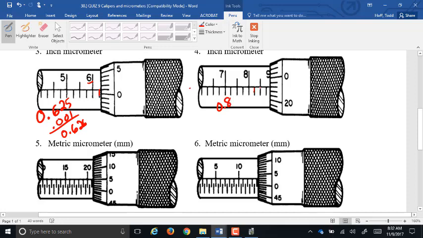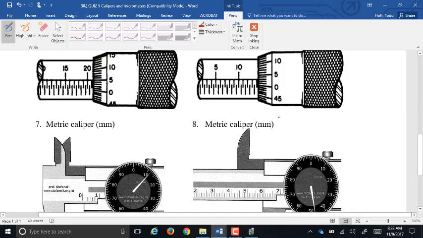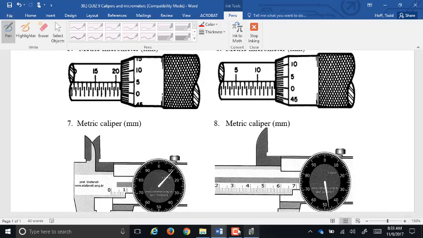0.8, 25, 50, 75. And then this is reading 23. So that's 0.898 inches. I'm going to give you a second to read these. We'll talk about those in like 30 seconds.